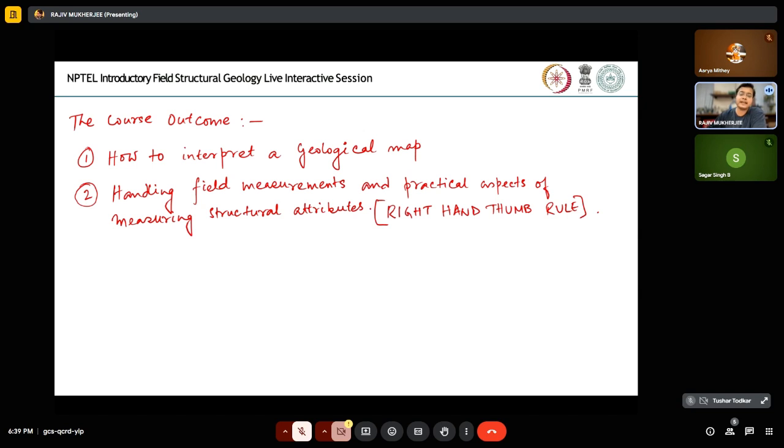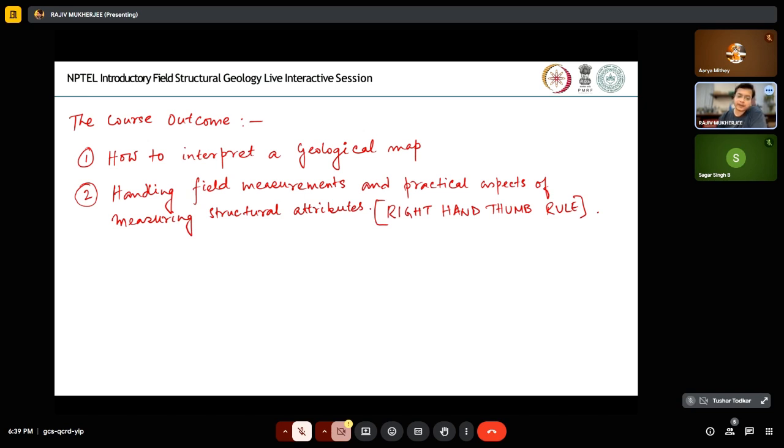Even you could see cleavage refraction, right? Because some beds are rich in quartz and feldspar, which are more quartzo-feldspathic in nature, and therefore they would divert the cleavage from other bedding planes where mica is more abundant, right?